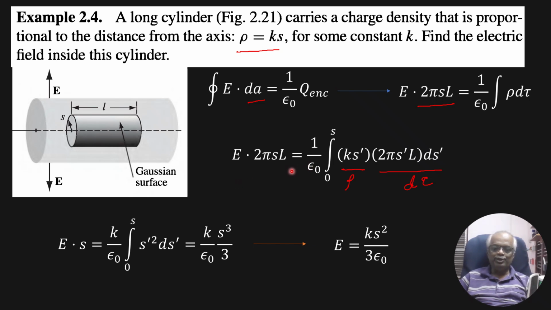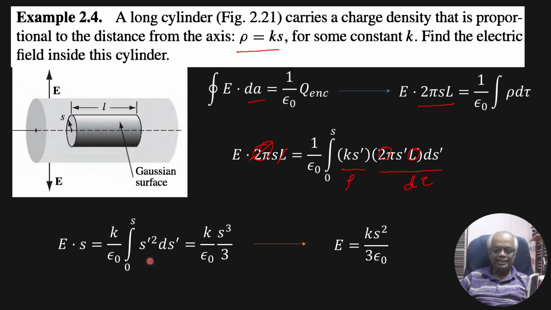Now you can see here, you can cancel 2 pi L on both sides. Remember that L is not part of the integral, so you can cancel that. And k is a constant, so you can take it out of the integral. So the left hand side will become E times s. The right hand side is k over epsilon naught times the integral between 0 to s of s prime squared, because you have here one s prime, and here one s prime. We are integrating s prime squared with respect to s prime.